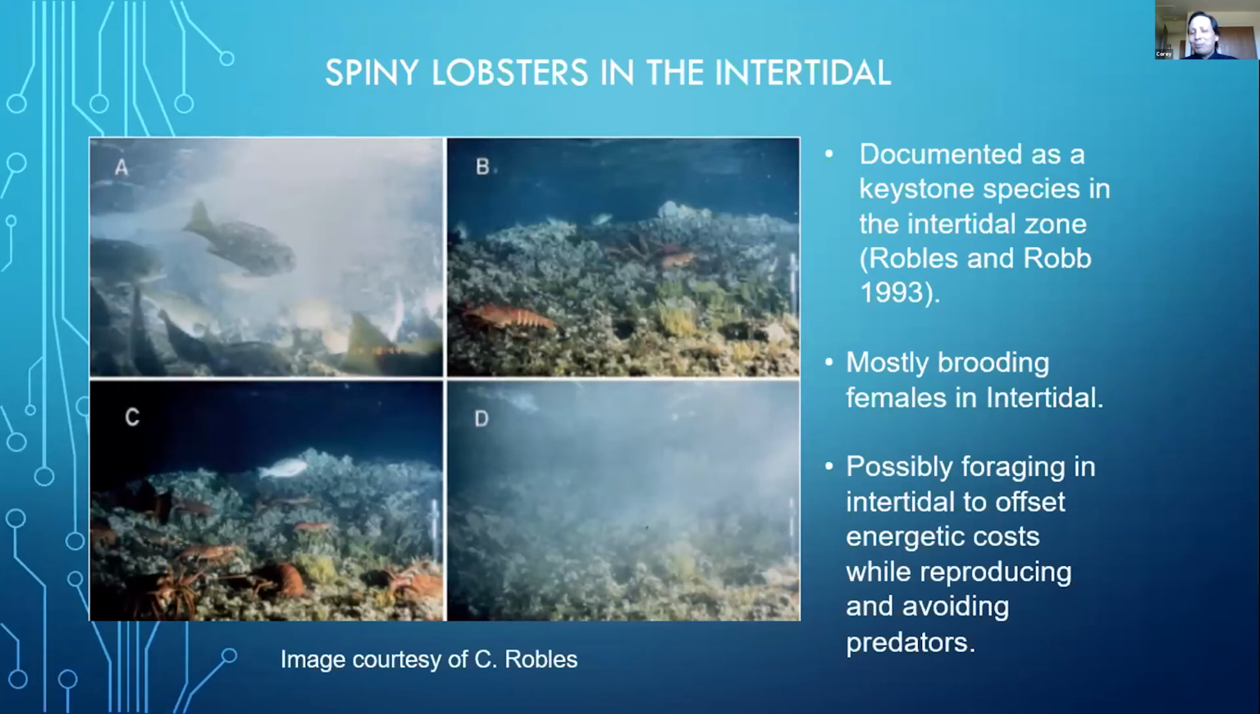Now, one of the things that people have tended to forget about lobsters in Southern California is that they're actually intertidal foragers. Carlos Robles worked this out in the late 80s, early 90s, where he documented them as being a keystone predator in rocky intertidal systems. And so you're actually seeing one of his time-lapse series here. This is from the late 80s, where you're seeing the tide come in, panels A and B. Slack high tide, panel C, you can see all the lobsters foraging in the intertidal. And then as the tide goes back out, you see the lobsters go back out.